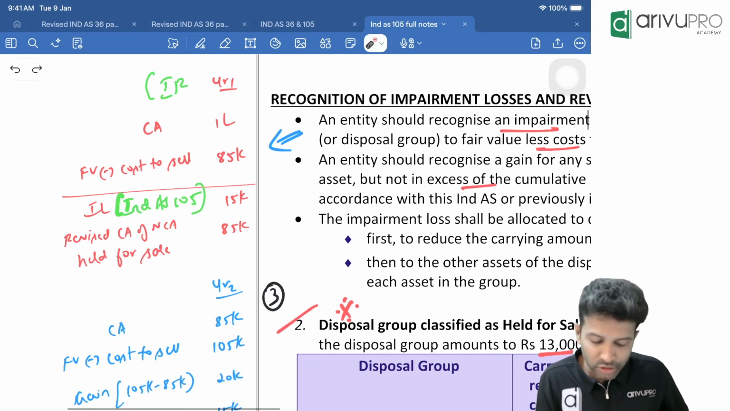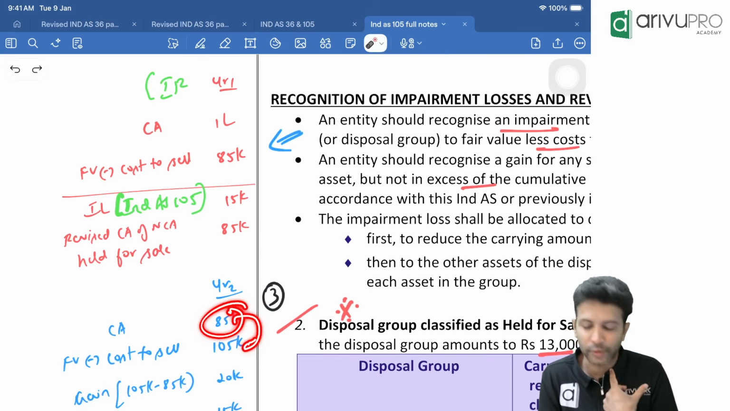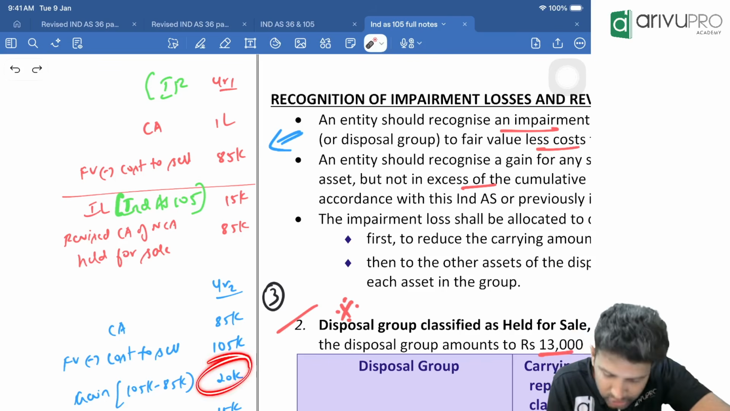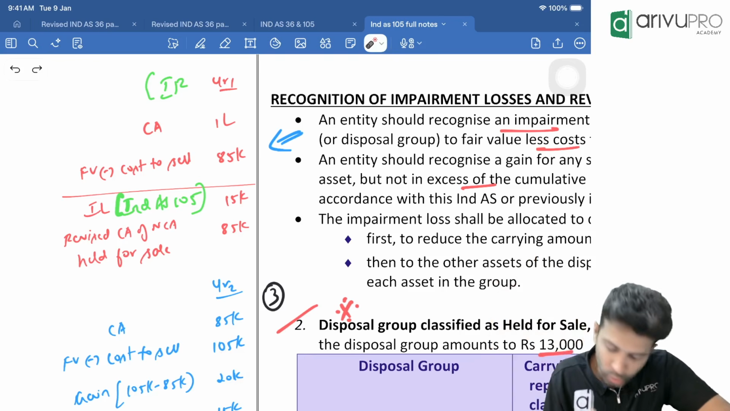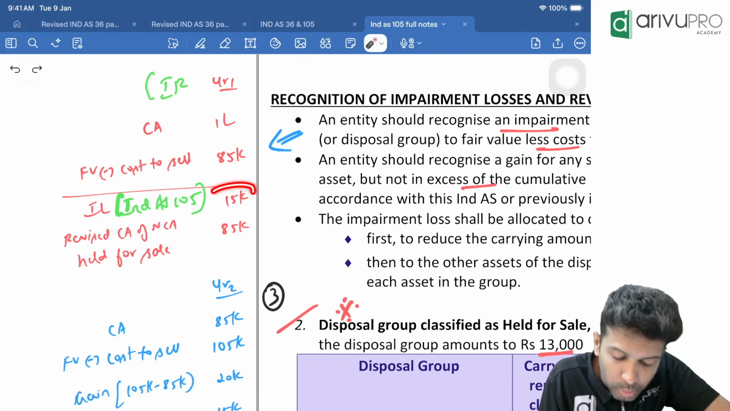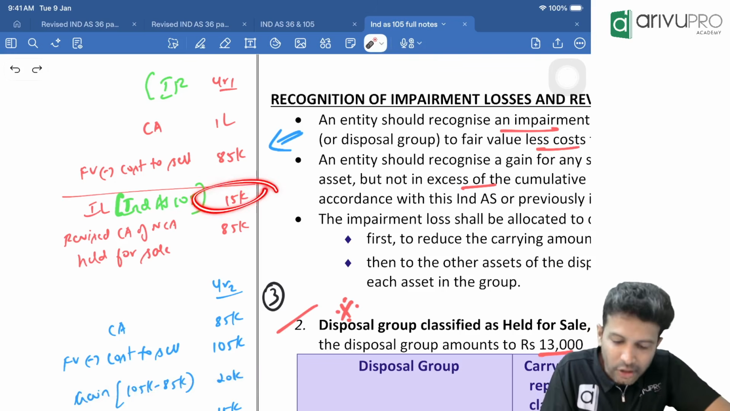20,000. That looks like a gain because you are showing 85, but you can sell it for 105, which means it looks like a gain. Not realized, but it's a gain, correct? Will you book this 20,000 gain? No. You'll not book this 20,000 gain. But whatever impairment loss you booked previously, how much impairment loss did you book previously? 15,000. Now, is this loss really there?